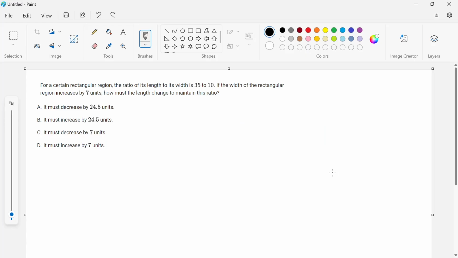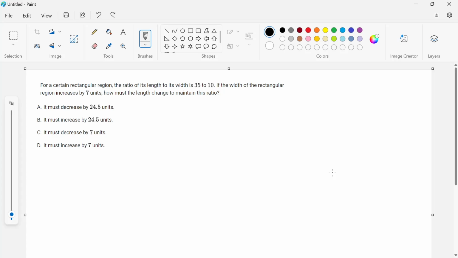This is Digital SAT Practice Test 1, Math, Module 2 Hard. If you get 17 or more correct in the first module, you get the quote-unquote hard second module. This is question 6. Always read the question first.